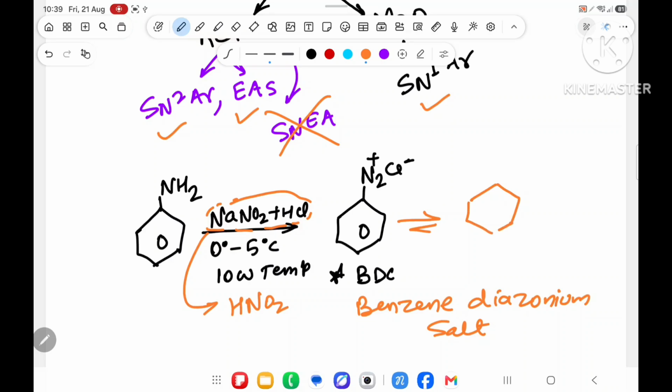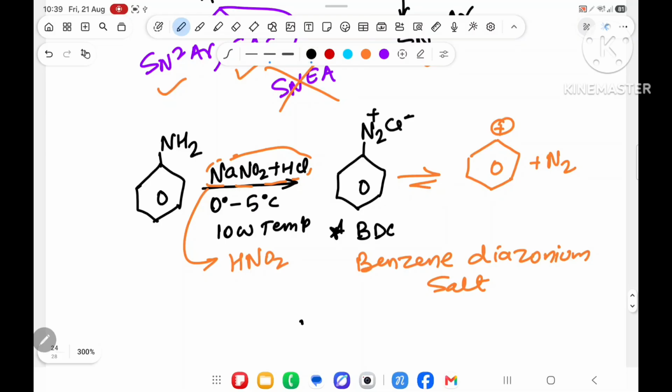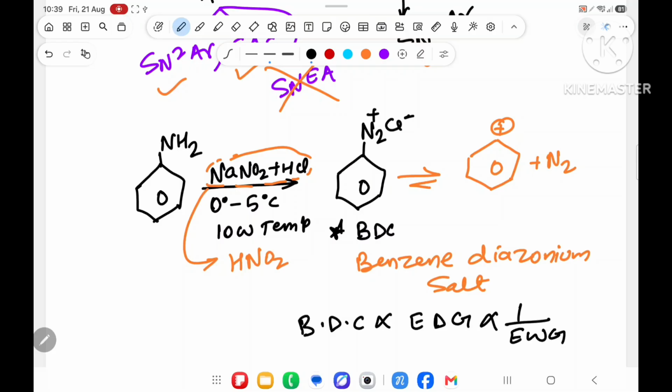Over here, a cation is coming and N2 will leave. It means benzene diazonium salt is directly proportional to electron donating groups because plus is coming, and inversely proportional to electron withdrawing groups. Donating group, withdrawing group, I have already dictated lots of times regarding this. Okay sir. Now see, some reactions I am going to take.